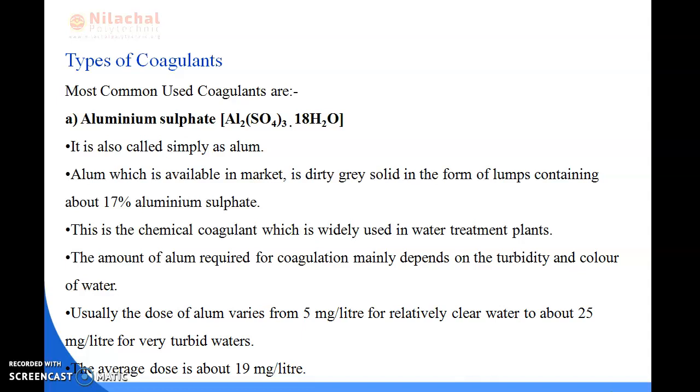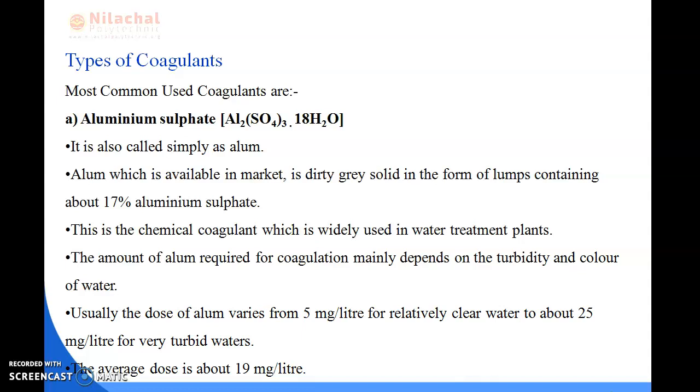The amount of alum required for coagulation mainly depends on the turbidity and color of the water. Usually the dose of the alum varies from 5 mg per liter for relatively clear water to about 25 mg per liter for very turbid waters. And the average dose is about 19 mg per liter.